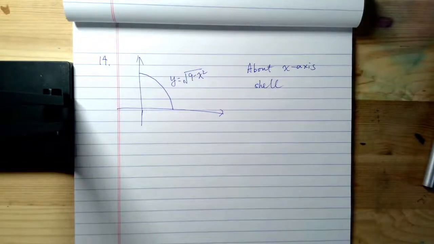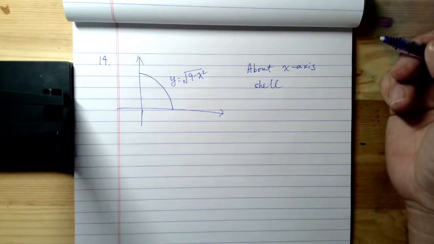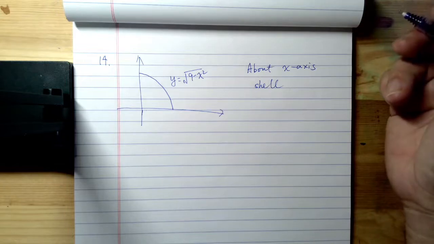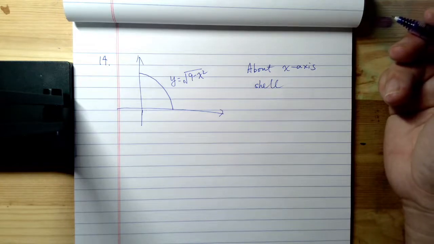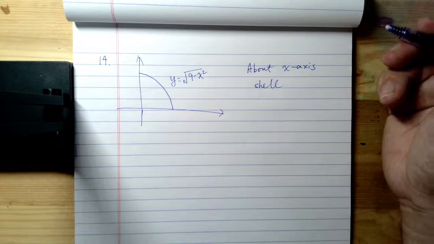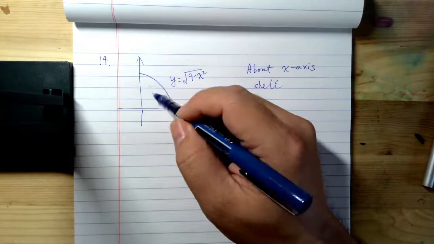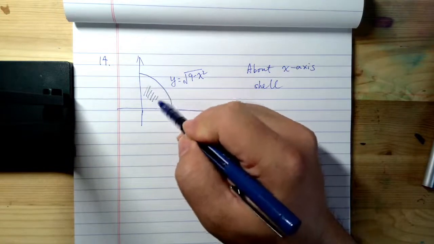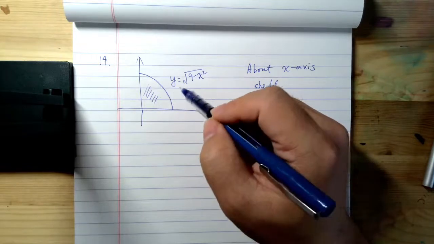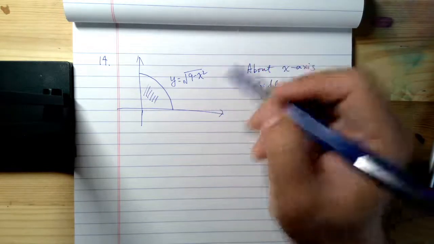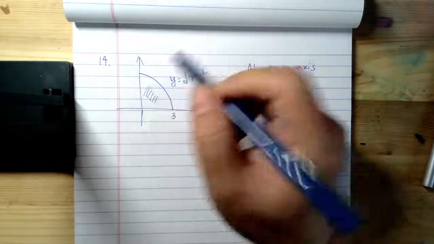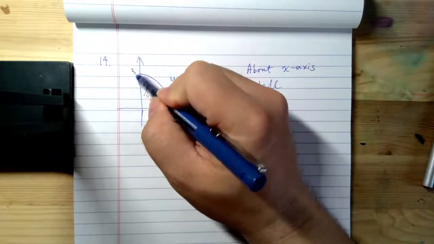All right, so this one is almost identical to the previous example. Okay, so I'll give you this shaded region here. And this is the curve y equals the square root of 9 minus x squared. The endpoint here is going to be 3. This also is going to be 3.